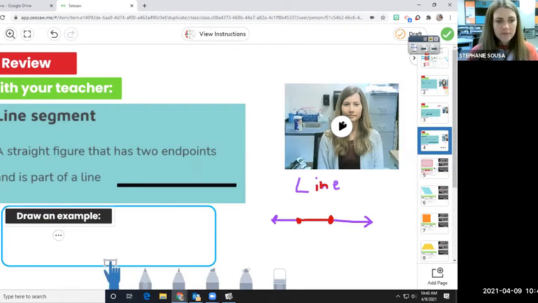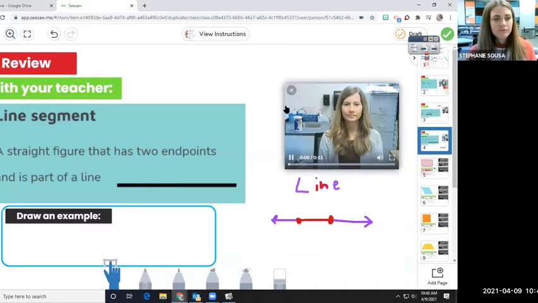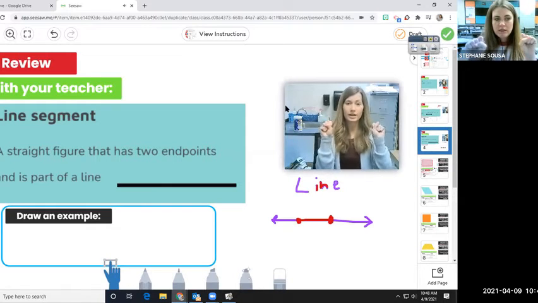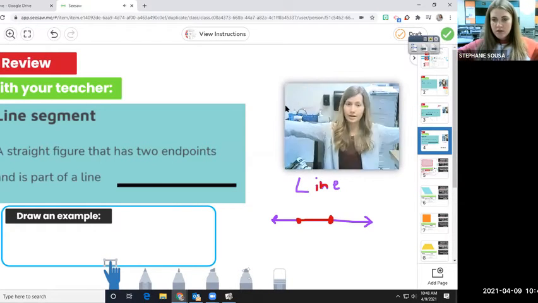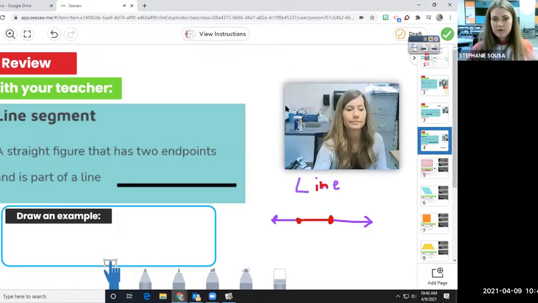All right, let's move it again. I like to move it, move it. I like to move it, move it. A line segment is a straight figure with two endpoints that is part of a line.